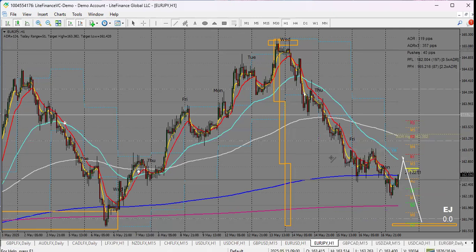And then peak formation low around midweek. So this will be our immediate reversal here. So that is on Euro JPY.